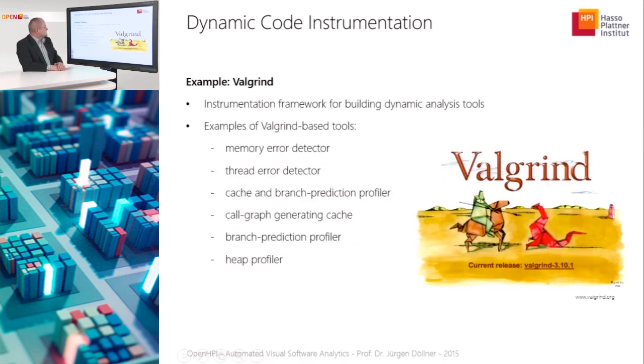Let's see an example. Valgrind, as already mentioned, is a dynamic code instrumentation technique. It's actually an instrumentation framework for building different, manifold dynamic analysis tools. Some tools that have been built upon Valgrind include tools for memory error detection, thread error detection, cache and branch prediction profiling, call graph generating caches, and heap profiling.